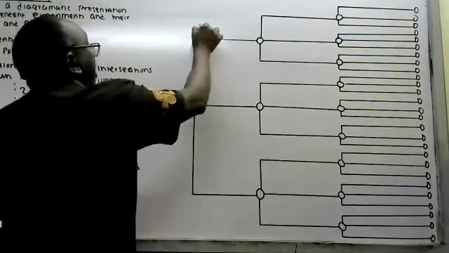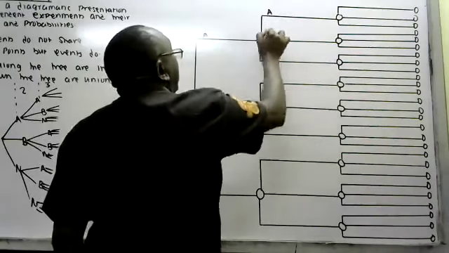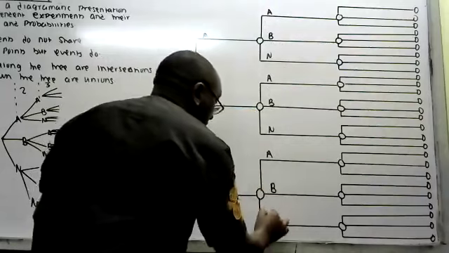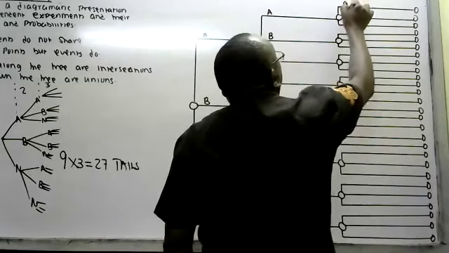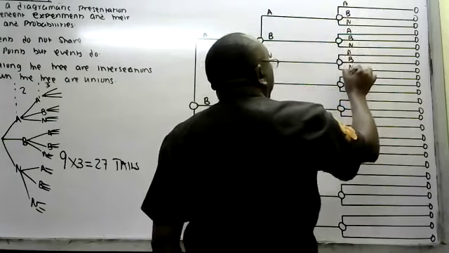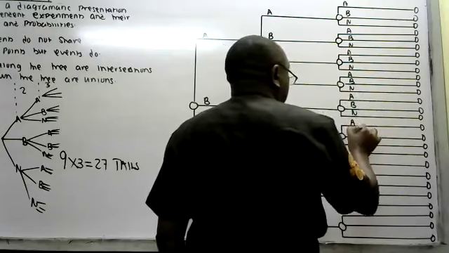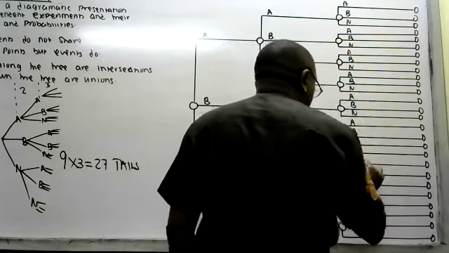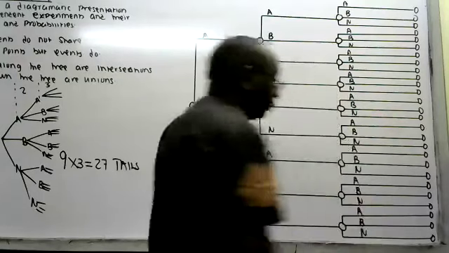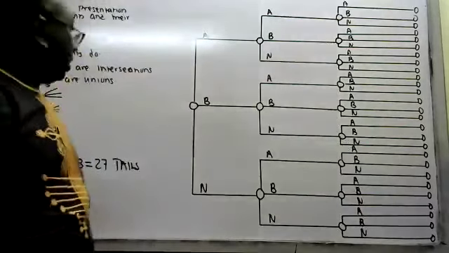So this is what we are saying: A, B, or none at each branching, repeated across all the branches of the tree.